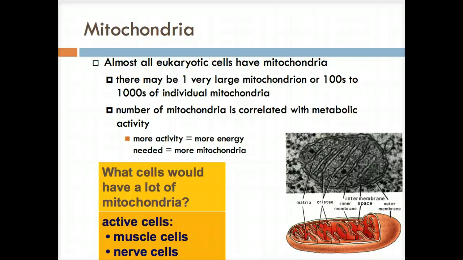So types of cells that you would see with a lot of mitochondria would be very active cells, like muscle cells. You're using muscles all the time, even when you're sleeping. Nerve cells, right? So you're constantly firing off signals between nerve cells in your brain and other parts of your body. So these types of cells tend to have large amounts of mitochondrial organelles.